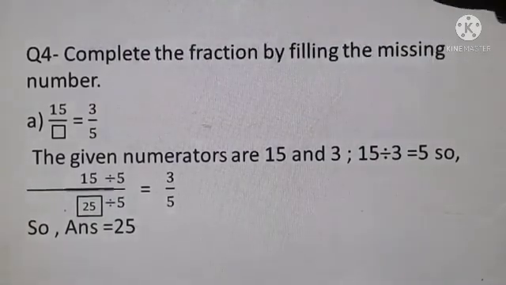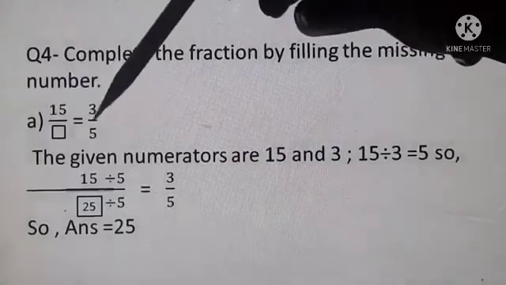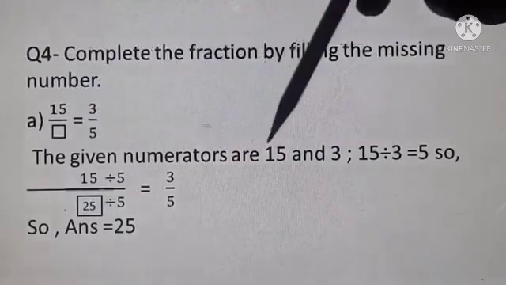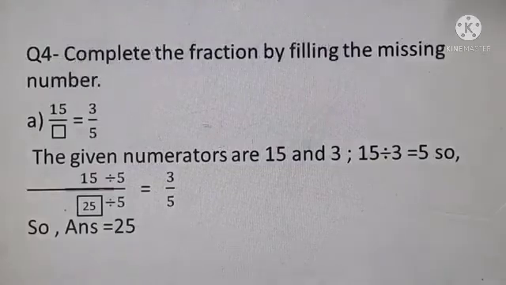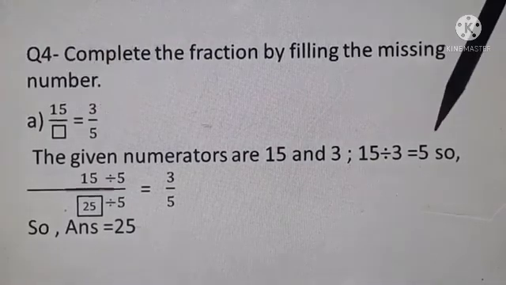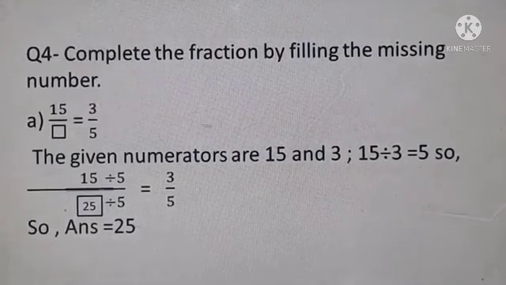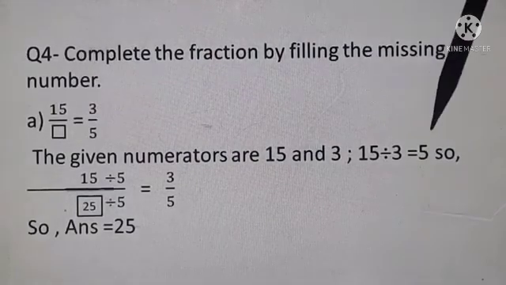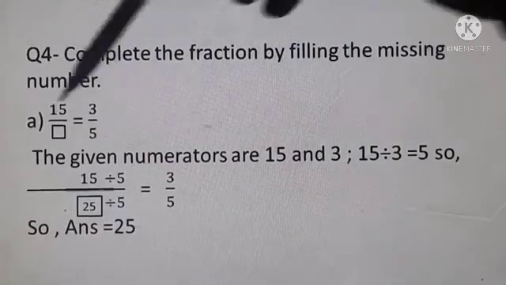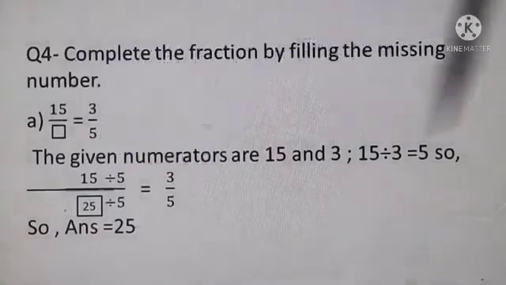So first of all, we will check what are given to us. Numerators both are given or denominators are given? Numerators are given. So the given numerators are 15 and 3. So 15 divided by 3 will give you the answer 5. Okay. Now, you will divide this given numerator with this quotient. 15 divide 5 is equal to 3.